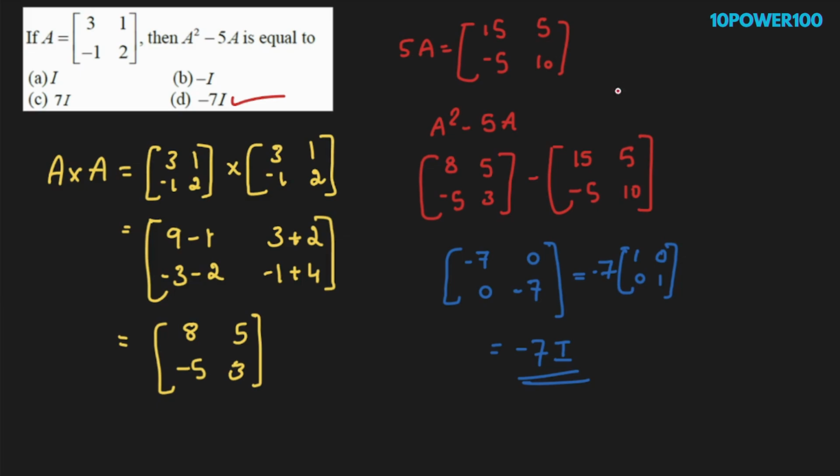Now if I give you an extension question, that is A is equal to 1 2 3 4. I want you to find out A square minus 7A. I'm not sure whether you get the answer in the form of an identity matrix. You end up getting a matrix, I guess. Whatever the matrix that you get, consider that as the final answer.